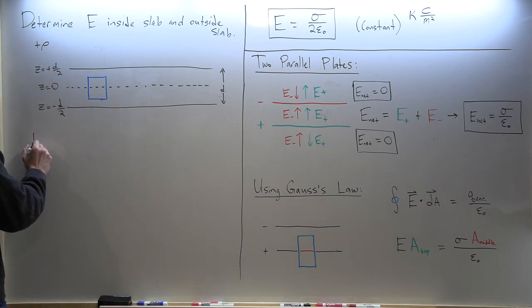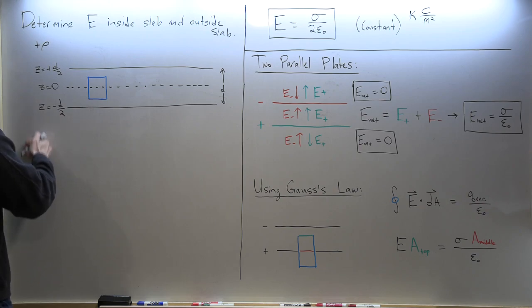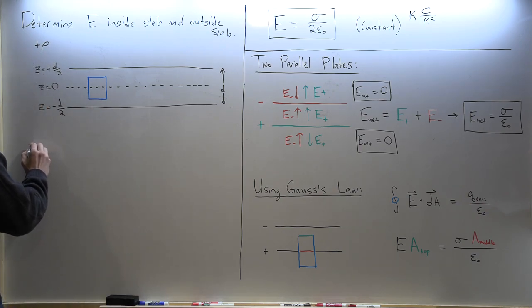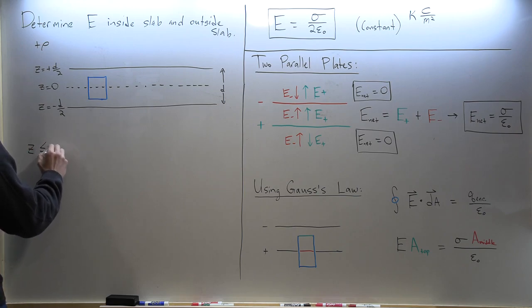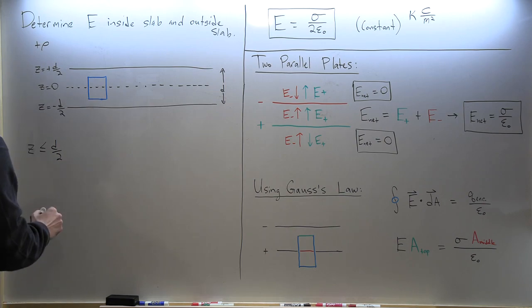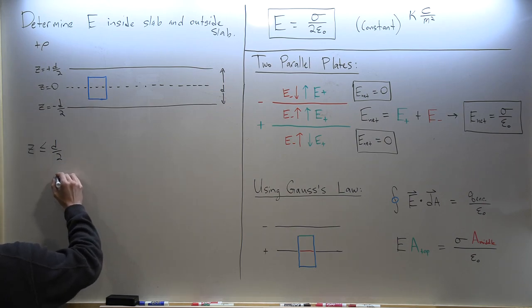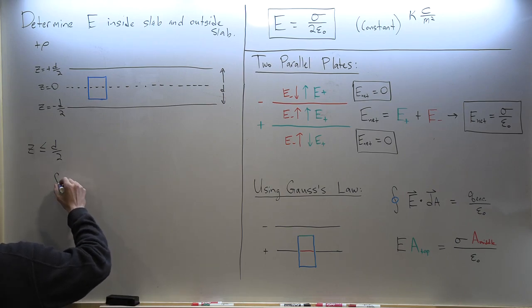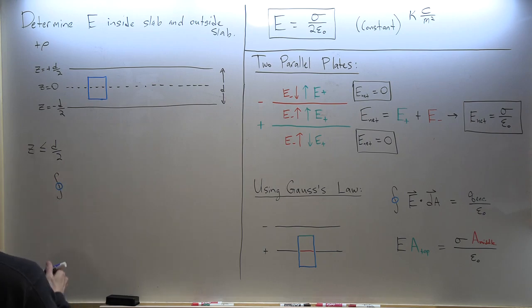So let's first begin with z less than or equal to d over 2. In other words, we're inside the slab. That's what we're doing here. So we begin with Gauss's law for that surface.